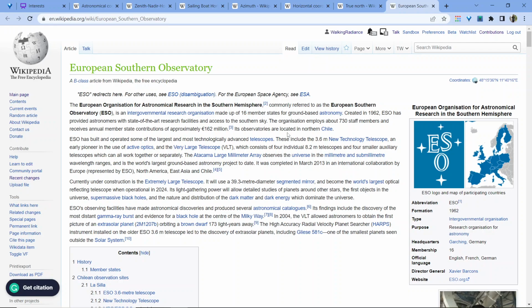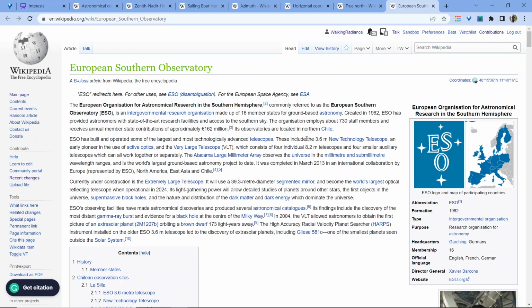ESO has built and operated some of the largest and most technologically advanced telescopes. These include the 3.6-meter New Technology Telescope, an early pioneer in the use of active optics, and the Very Large Telescope, VLT, which consists of four individual 8.2-meter telescopes and four smaller auxiliary telescopes, which can all work together or separately. The Atacama Large Millimeter Array observes the universe in the millimeter and submillimeter wavelength ranges and is the world's largest ground-based astronomy project to date.